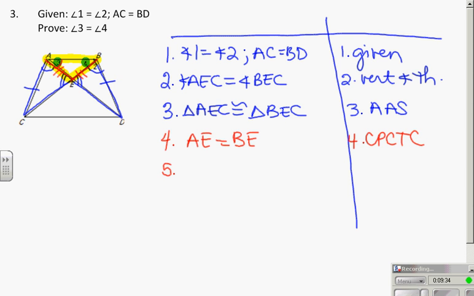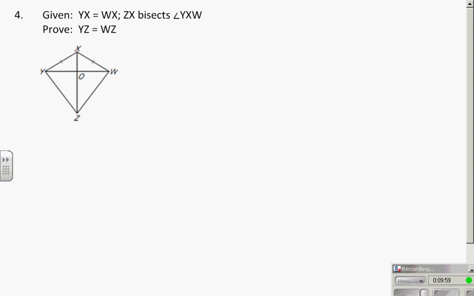And if I look at that triangle that's in yellow, AEB, I see now it's isosceles because of the CPCTC sides. And what's true about isosceles triangles? Well, their base angles are equal. So angle 3 is equal to angle 4 by the isosceles triangle theorem. Because in step 4, I said the sides were equal, making it an isosceles triangle, then I get that the base angles are equal. So while it looked complicated, really not that bad of a proof.